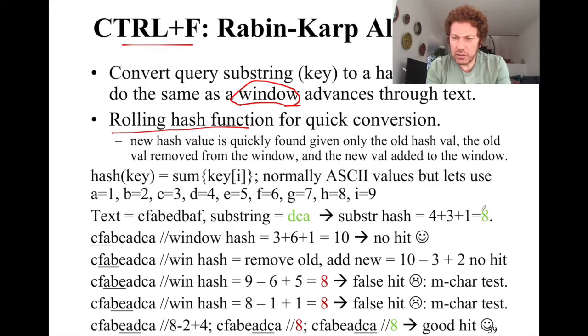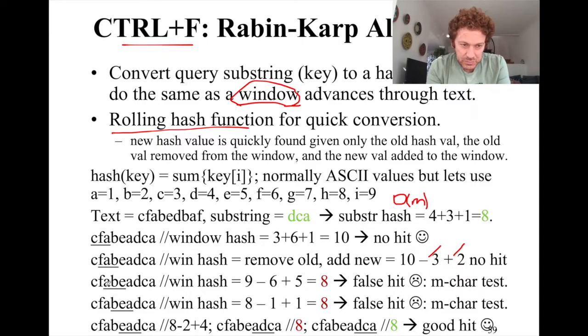10 and 8, they are not hits, so I don't do the character test because their hash values are not consistent to begin with. Then, when I advance the window, see what is happening. Remove old, add new. So I have the 10 value, from that I remove C and I add B. So 10 minus C, C costs 3 and B costs 2. So what is this number? 9, not a hit, continue.